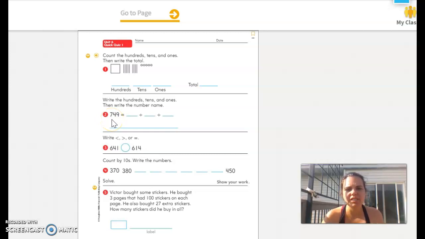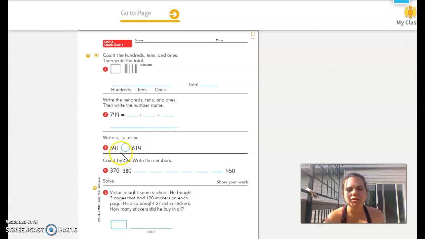You're going to write hundreds, tens, and ones, then write the number. So how many hundreds are there? Break it apart. There are 700s, but would I just put 7? Nope, 700 for expanded form. And then how many tens and how many ones? Then you're going to write out 749 on the line in word form.